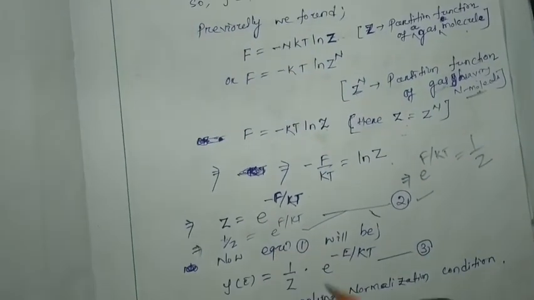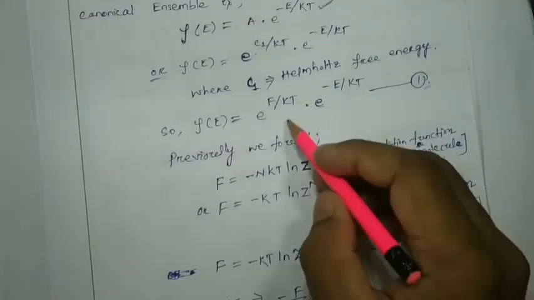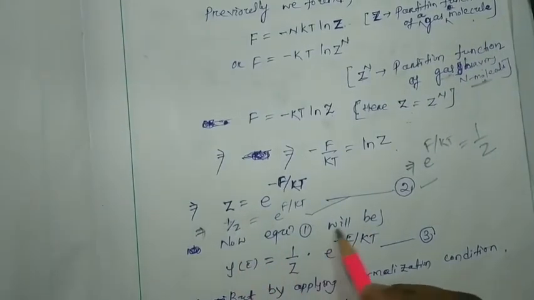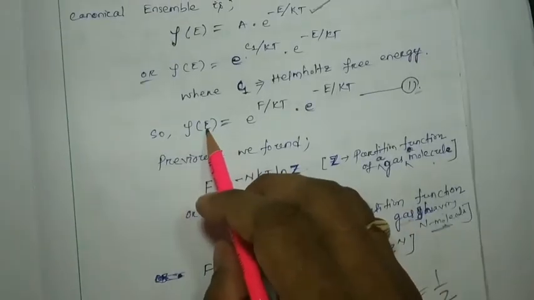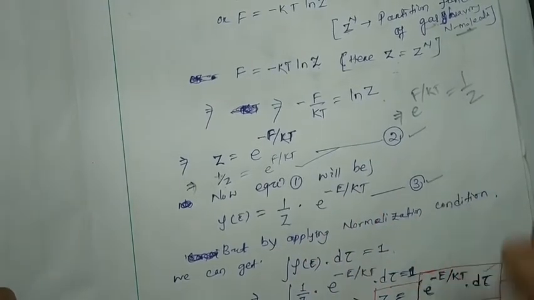Write it. Okay, so now we have to use this equation number 2 in equation number 1. Instead of e to the power f by kt, we can use 1 by z. So now the equation number 1 will be rho, which is the function of e, equal to 1 by z into e to the power minus e by kt. Let it be your equation number 3.